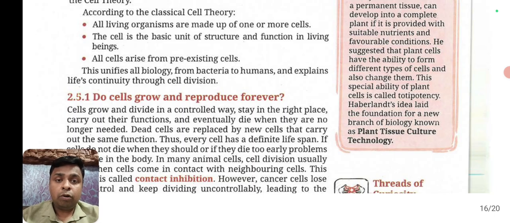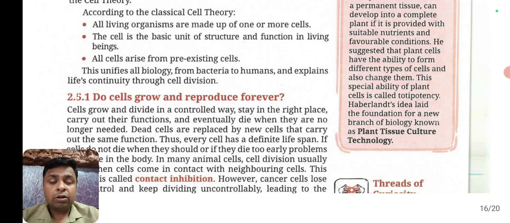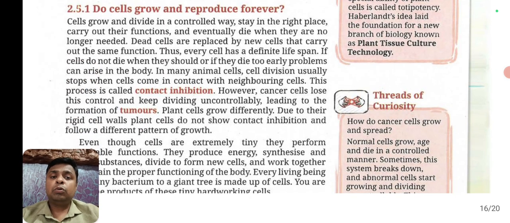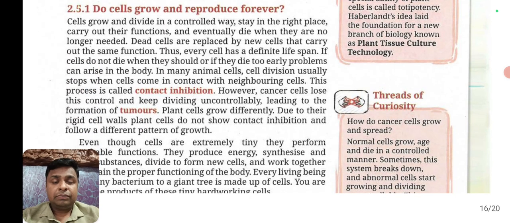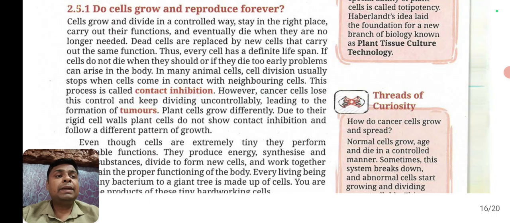So nobody comes out of water. Nobody comes from the sky. There should be some cell before a new cell. They are formed from pre-existing cells. Now, do they reproduce forever? Whoever is born is going to die. So there are some processes that lead to cell death. Cells grow and divide in a controlled way and then they die. Dead cells are replaced by new cells that carry out the same function.